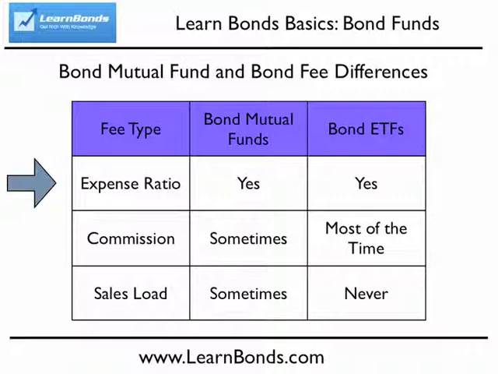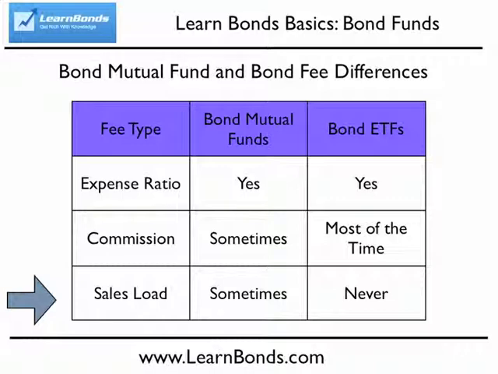When buying and selling most bond ETFs, you pay a commission, which is a fixed dollar amount that you are charged when you both buy and sell the fund. Many bond mutual funds can be bought and sold without paying a commission. Many bond mutual funds also charge a sales load fee when you buy the fund. This is a one-time fee that is paid to the broker who is selling you the fund. Sales loads can run as high as 5% of your initial investment.